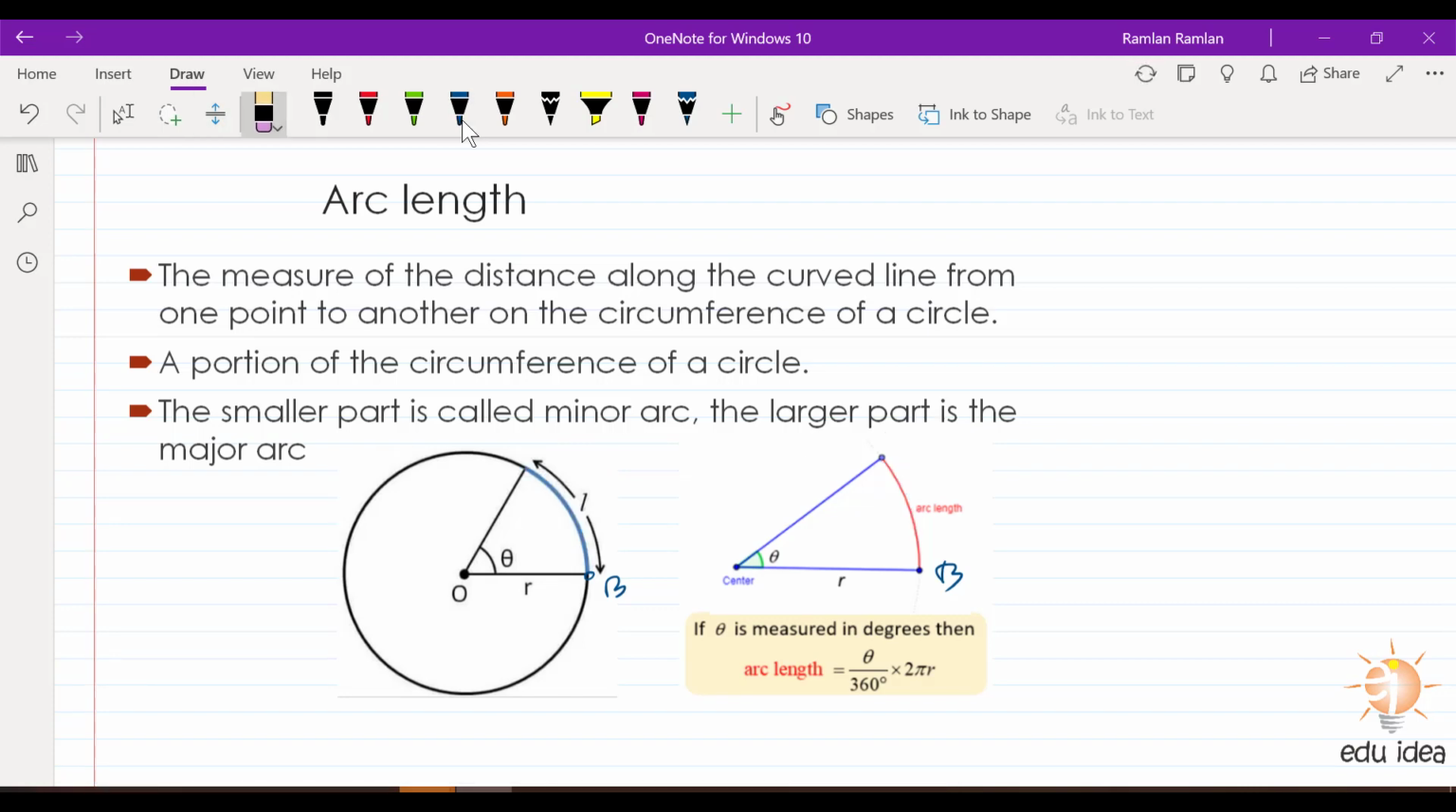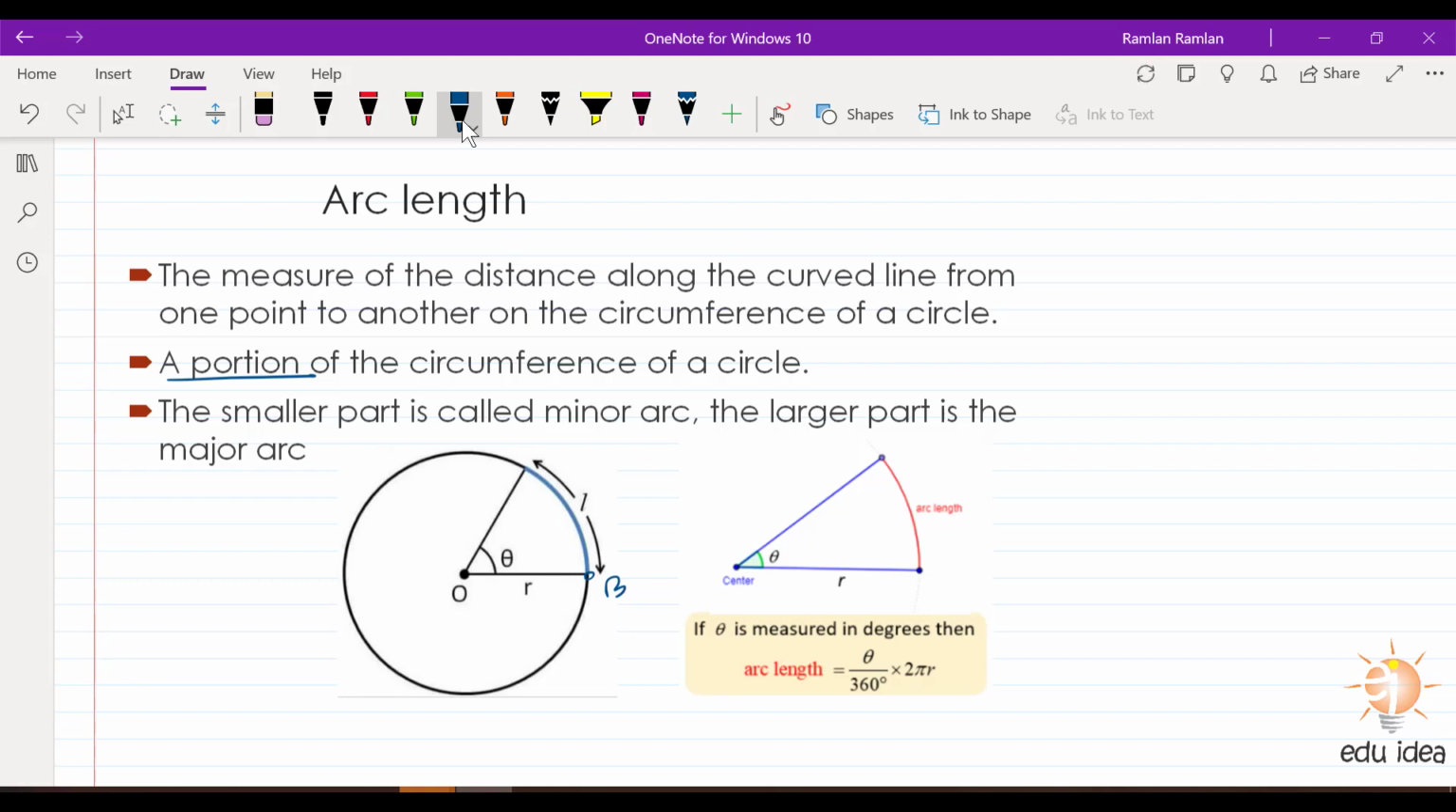Now, if you understand the circumference of a circle, this is basically just a part of the circumference of a circle. So you're going to use the circumference formula again to calculate the arc length. Okay, so again, it's a portion of the circumference of a circle. We don't know how much. It can be half, it can be 40%, and it can be 0.2. I mean, it depends on the question, right? But it's just a part of it.